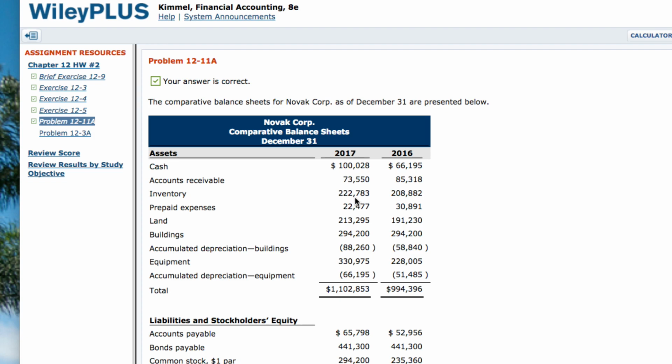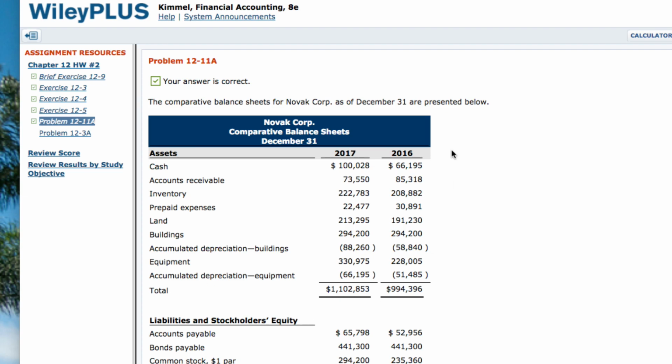So my problem is, put chapter 12 on homework 2, 11A. I apologize, this is late, but I didn't get to chapter 12 until today because I was focused on other exams. But anyway, the purpose of this problem is to create a statement of cash flows.